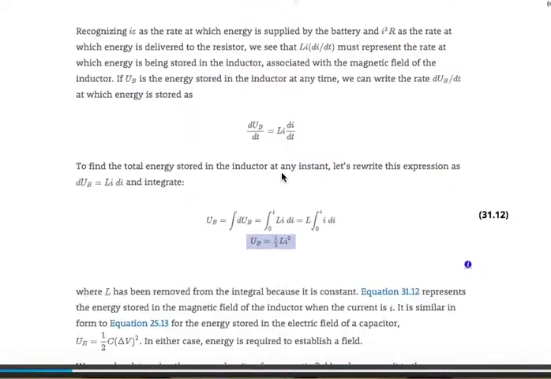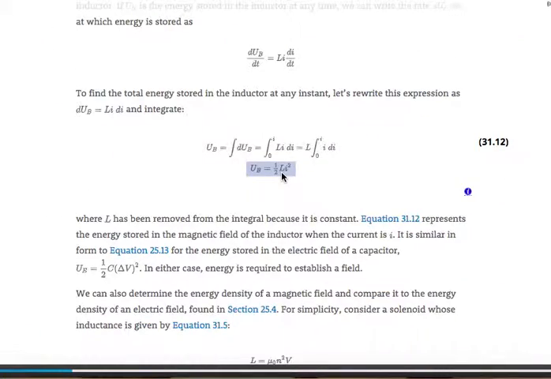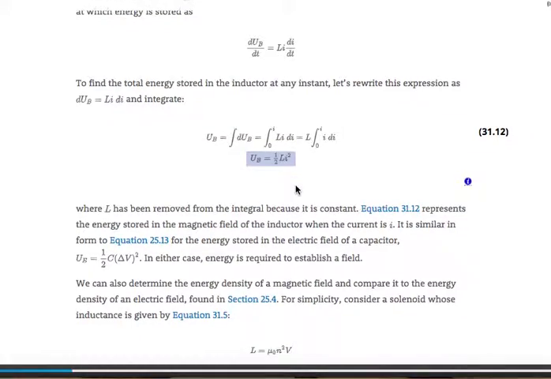Okay, energy is stored in an inductor. I mean, it's stored in a capacitor, it's stored in an inductor. And the amount of potential energy that is stored in an inductor is 1/2 L i squared, where i is the current.